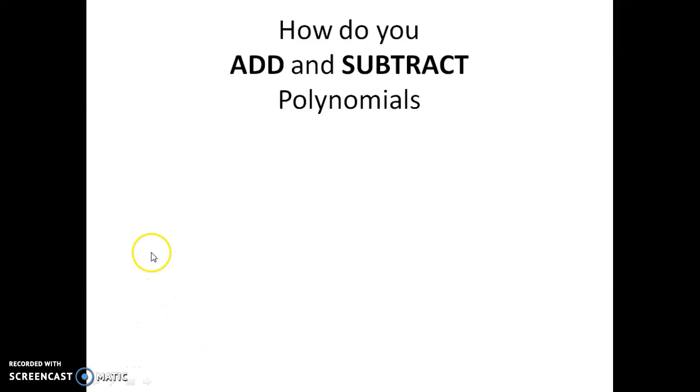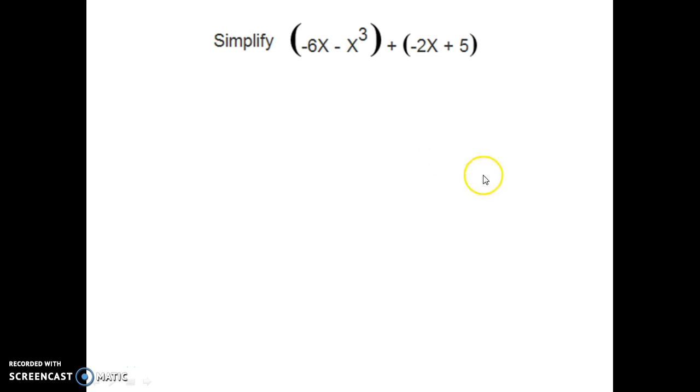How do you add and subtract polynomials? So let's take a look at simplifying. Notice here we are adding two binomials together. In order to do this, all we need to do is bring down the contents of the first set of parentheses and then distribute the positive through to the second set.